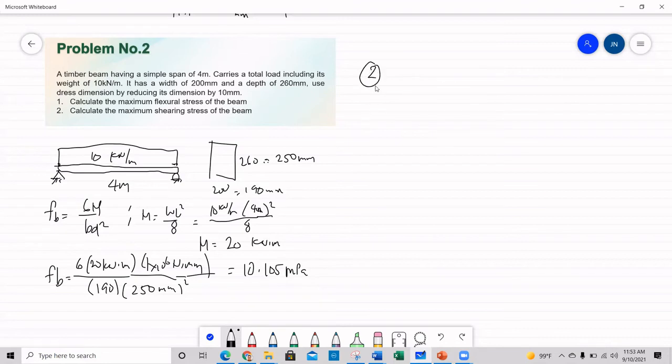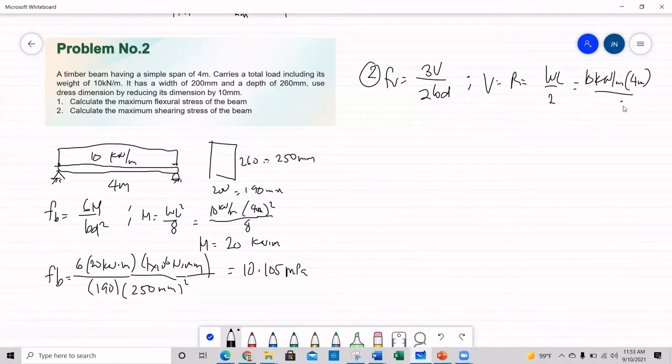What is the maximum shearing stress? Okay, FV, ganun lang din, 3V over 2BD. V is just equal to the reaction, which is equal to WL over 2. This is just 10 kilonewton per meter, L is 4 meters over 2, so it will become 20 kilonewton.